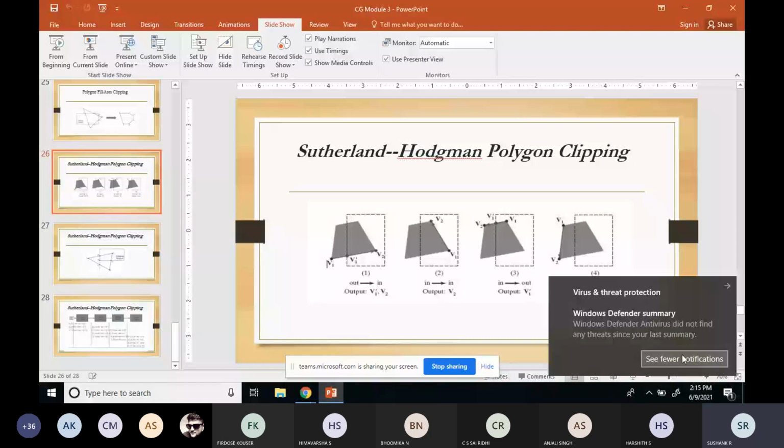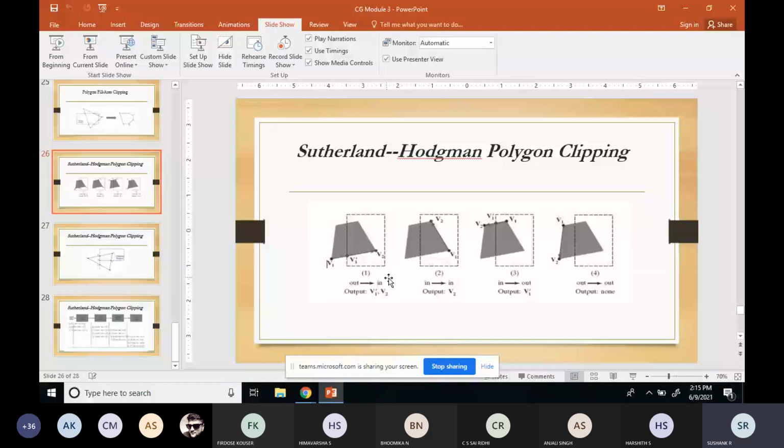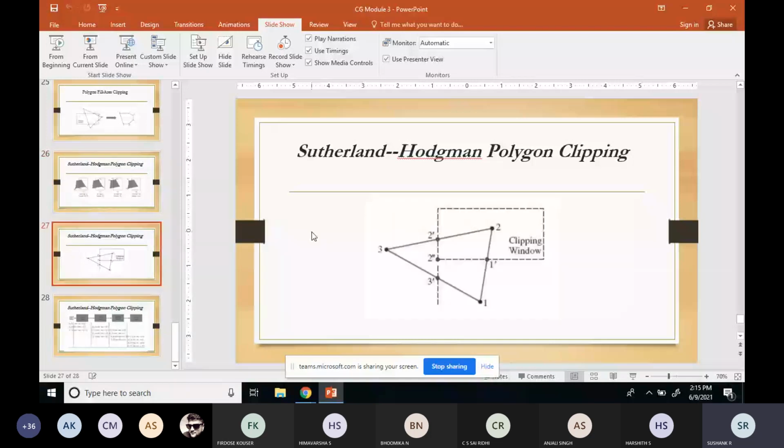By looking at this diagram, you just remember the clipping areas. The left hand side of the clipping window will be the left clipper, the bottom side will be the bottom clipper, the right hand side of the clipping window will be the right clipper. With respect to the clipping window, you should consider the point as inside or outside. If any point is on that clipping area, that will be considered as outside. If none of the points are there, it will be considered as inside.